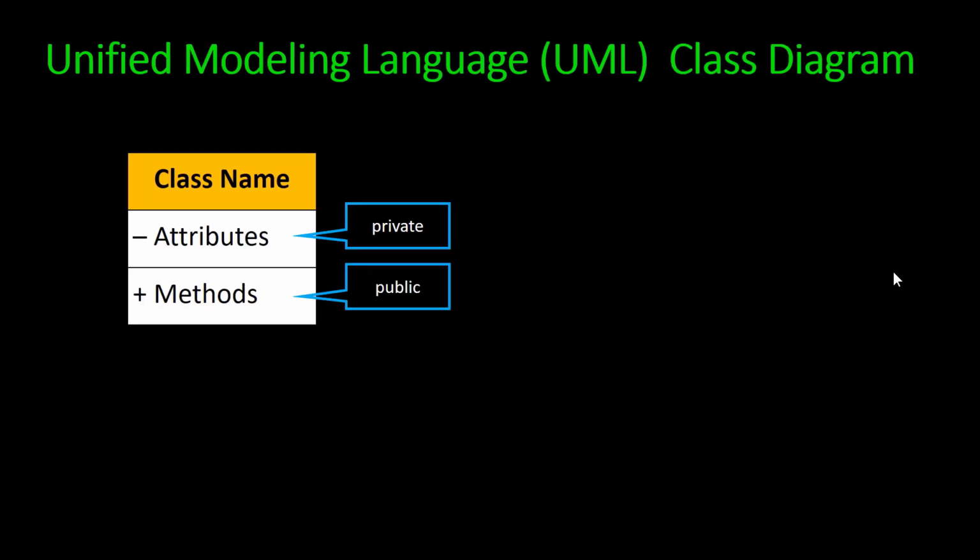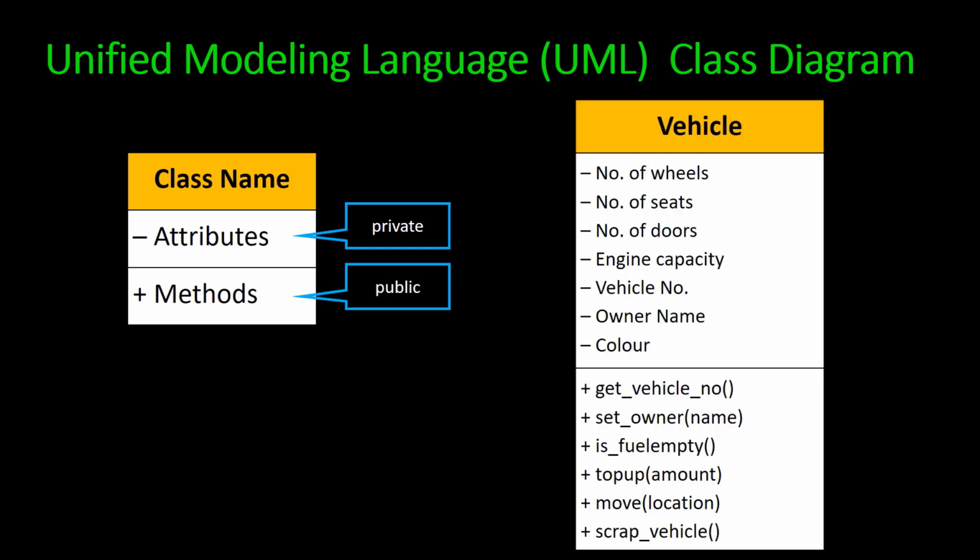So we use this Unified Modeling Language, UML, class diagram. In this class diagram, we indicate the class name and then the attributes and the methods. The negative sign shows that the attributes are all private, and the plus sign shows that all these methods are publicly available. So this is a UML class diagram of a vehicle class.